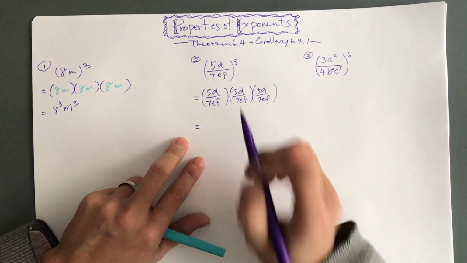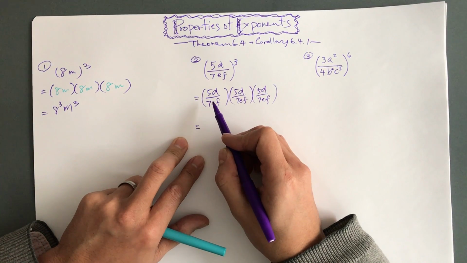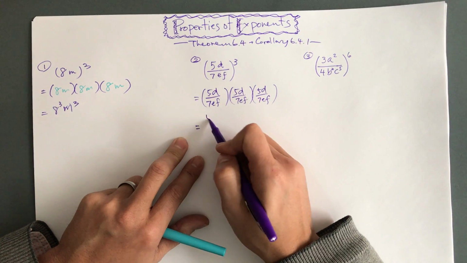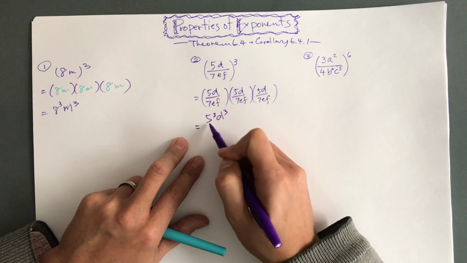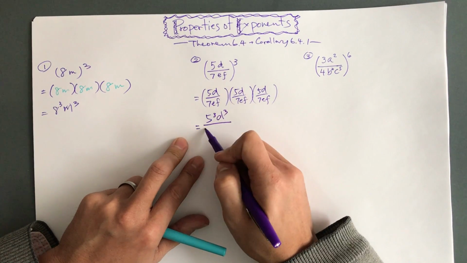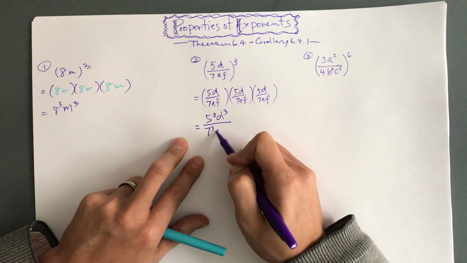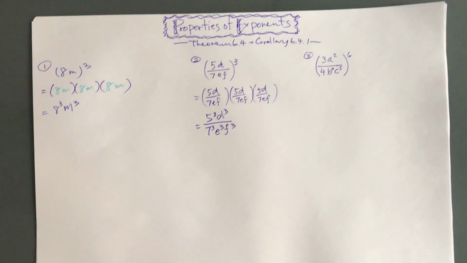So now, one by one, check how many copies of what we have. Upstairs, we have 1, 2, 3 copies of 5, 3 copies of d, and then 3 copies of 7, 3 copies of e, and 3 copies of f. See? It's not that hard.